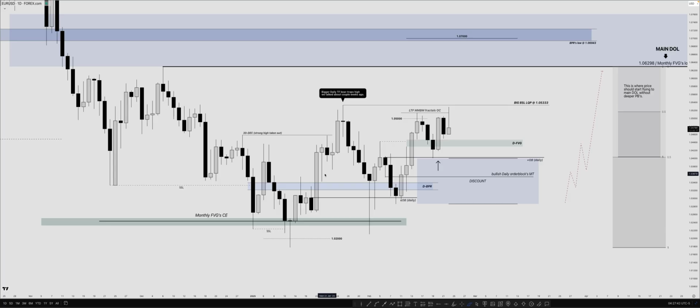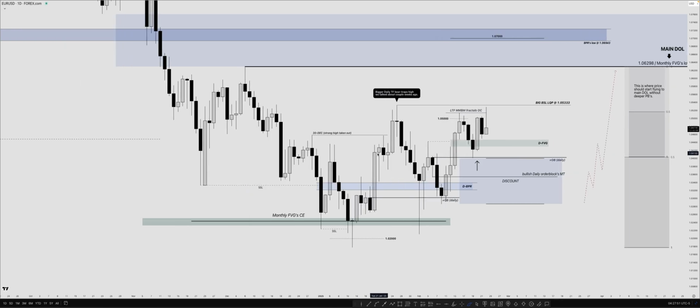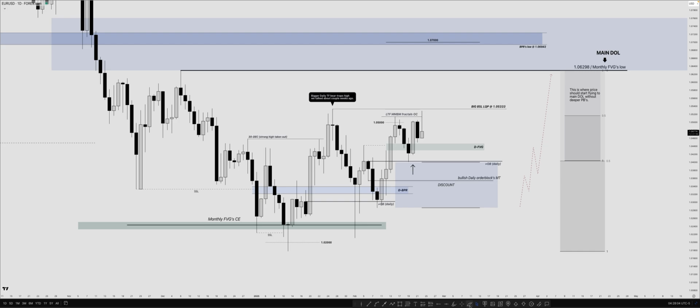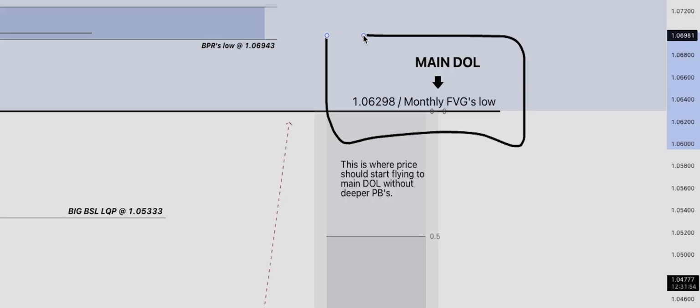I don't think that I have to remind you what took place around this whole area. Just that one thing that you must be in alignment with the fact that you are simply looking at this daily time frame as a potential pullback type of a play towards the monthly bearish fair value gap, which is again right here. The low of this monthly bearish fair value gap is acting as the main draw on liquidity.